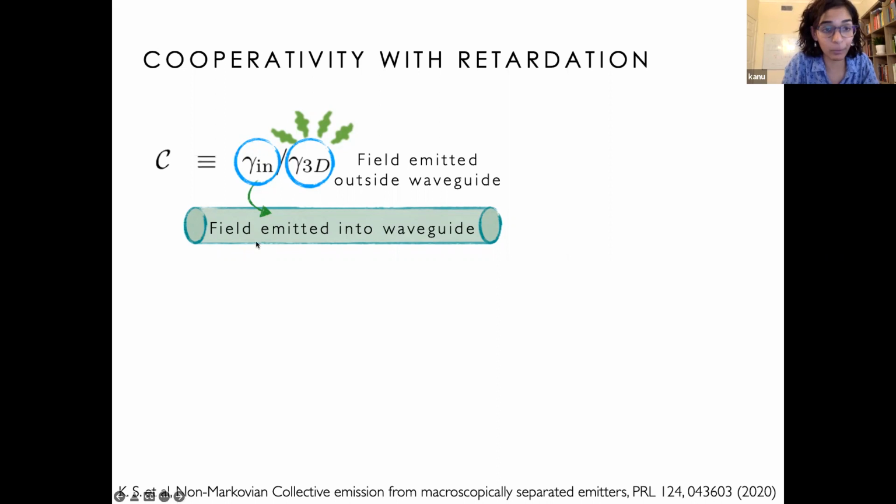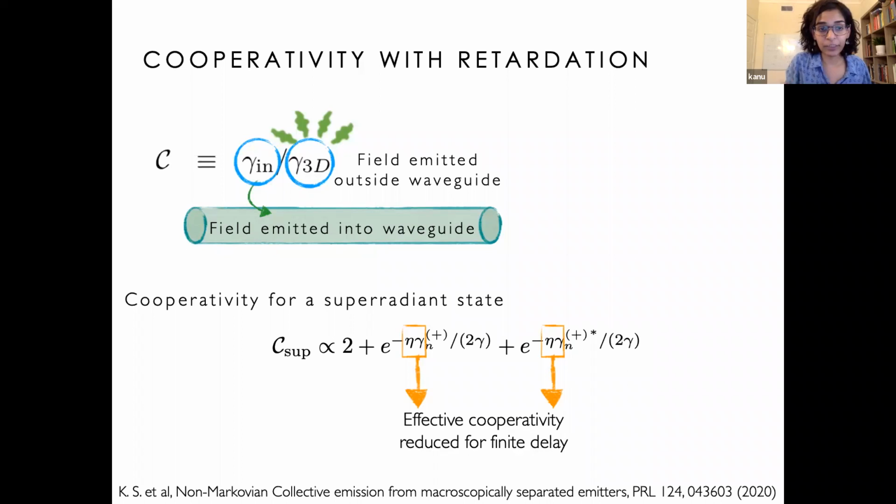So here, if we define a cooperativity parameter, let's say, which is the ratio of the total field emitted into the waveguide to the total field emitted outside of the waveguide, the cooperativity for a superradiant state, unfortunately, always reduces with delay. So this is not great, in the sense that we cannot boost our cooperativity with retardation effects, but nevertheless, it's an important factor to keep in consideration when doing quantum information protocols over long distances.